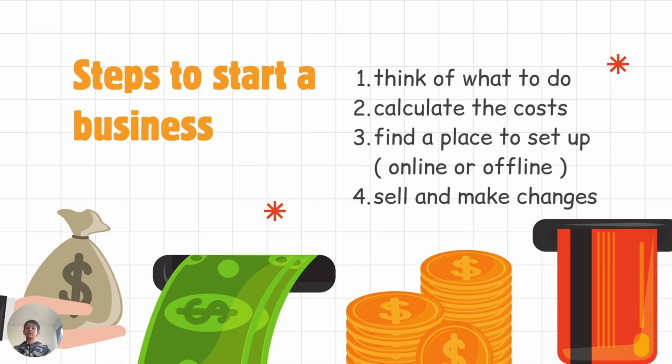Second, think of a solution. Let's say lemonade, water, ice cream, any can be the solution. Third, calculate the cost. So it could be $3 for lemonade, $2 for cups, and $5 for a table. Fourth, set a price for your cup of lemonade or ice cream or any. And then fifth, sell and improve.